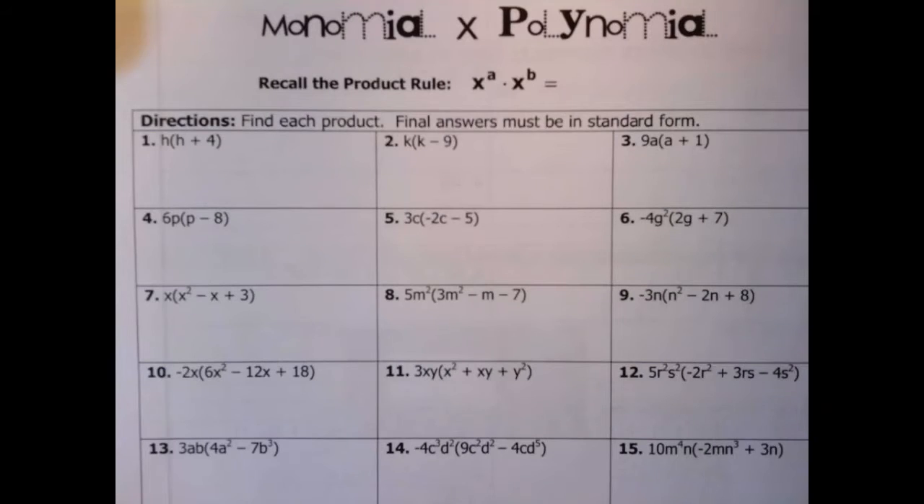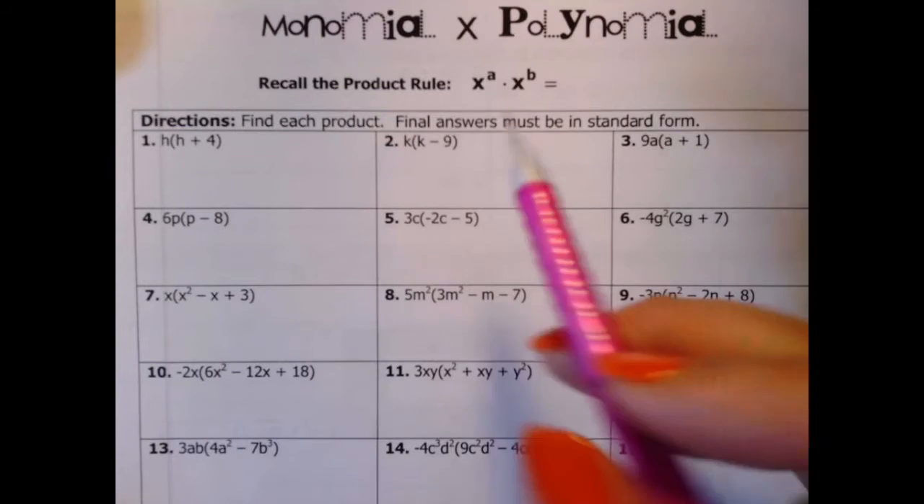We are going to be multiplying a monomial by a polynomial. So a monomial is one term and a polynomial is going to be many terms. Before we start, I want to recall our product rule.